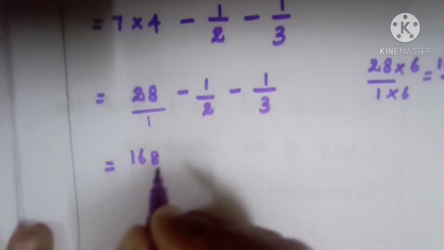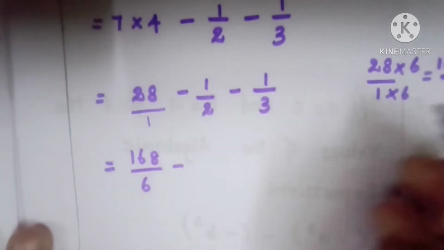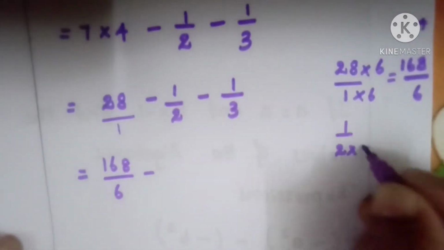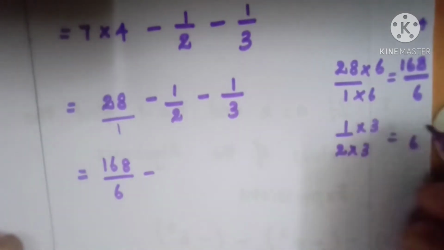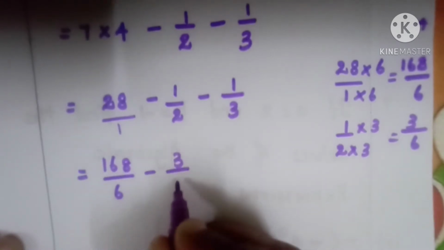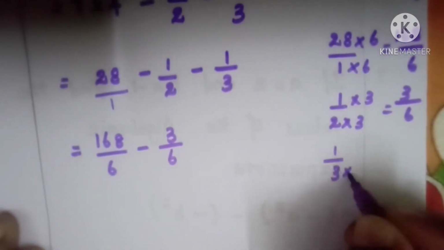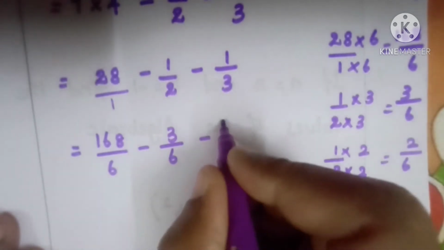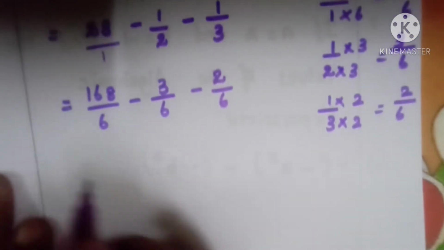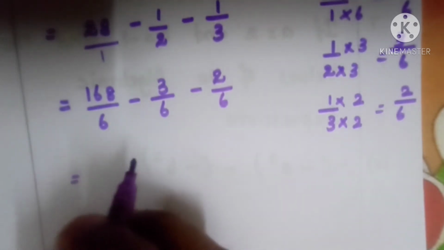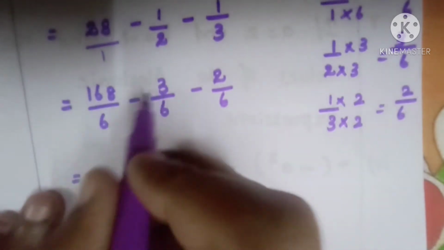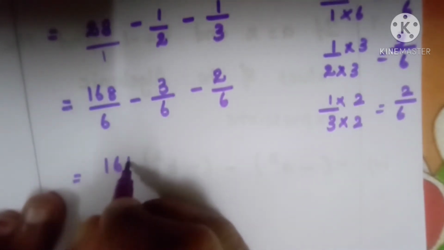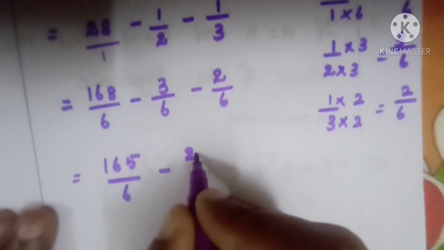So 168 by 6 minus 1 by 2. 2 3s are 6. So 1 into 3 is 3. So you get 3 by 6 and 1 by 3. 3 2s are 6. So 1 2 is 2. So minus 2 by 6. Now they have a common denominator. We can subtract it now. 168 minus 3 we get 165 by 6 minus 2 by 6. Then again subtracted we get 163 by 6.